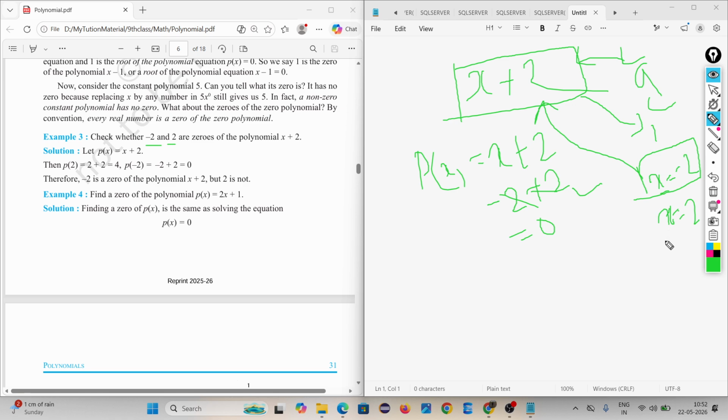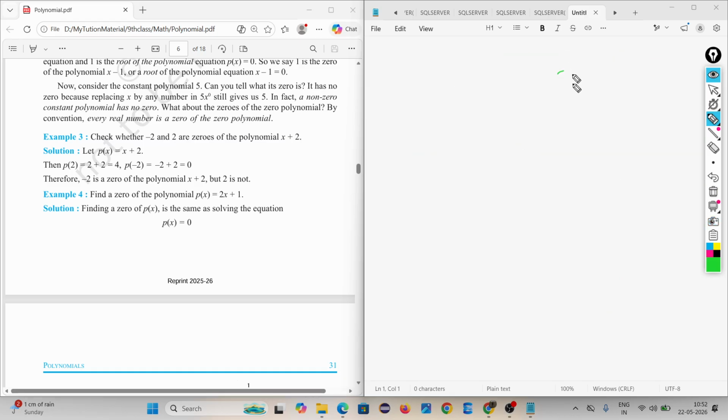Then the value 2: 2 plus 2 is equal to 4. That means it is not a zero. First you have to remember in your mind that a linear polynomial has only one zero. Here two options are given, which means 100% one option is wrong. Then look at the second question.